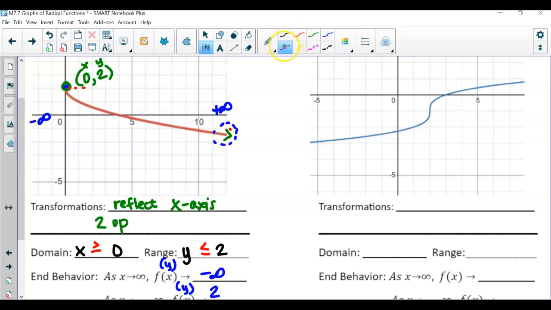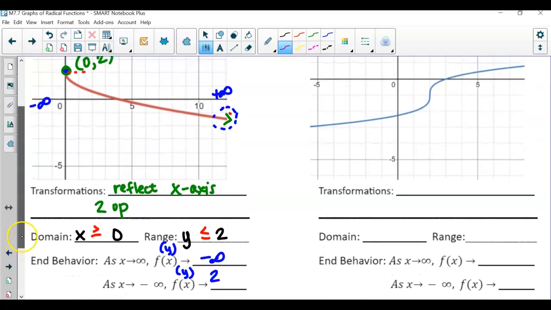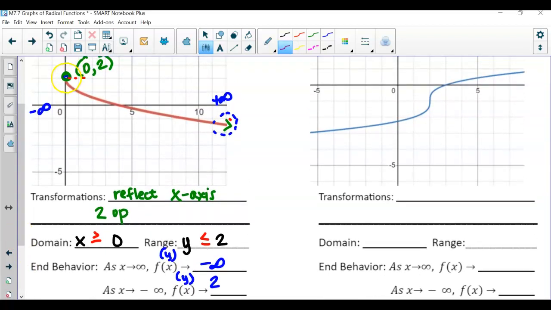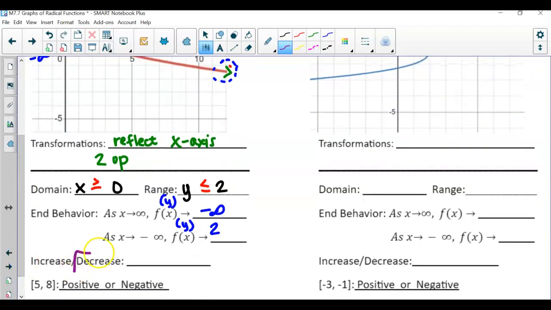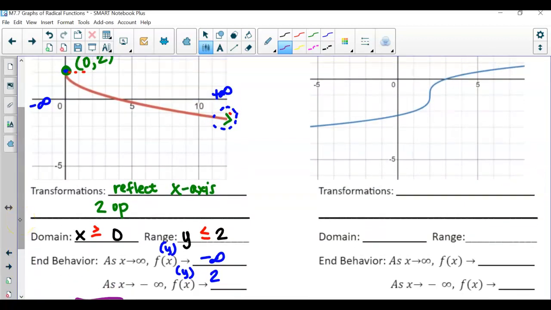Now let's look at the interval of increase, decrease. Again, read the graph from left to right. What direction is our graph going? Down. So these values are decreasing. Now let's include the interval where they're over what? The whole interval. So x value, right?